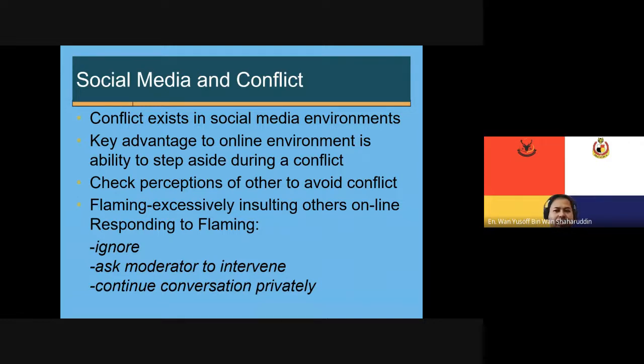Let's say if you are having an online conversation like this, all right, and if someone is flaming you, ask the moderator to intervene, or maybe just to stop the session, or maybe to just mute the other person who is flaming you, and continue the conversation privately. If you still feel unsatisfied, or you want to resolve the conflict that is happening like that, all right, go to another platform, or maybe just reach the person personally and try to converse and come to a resolution.